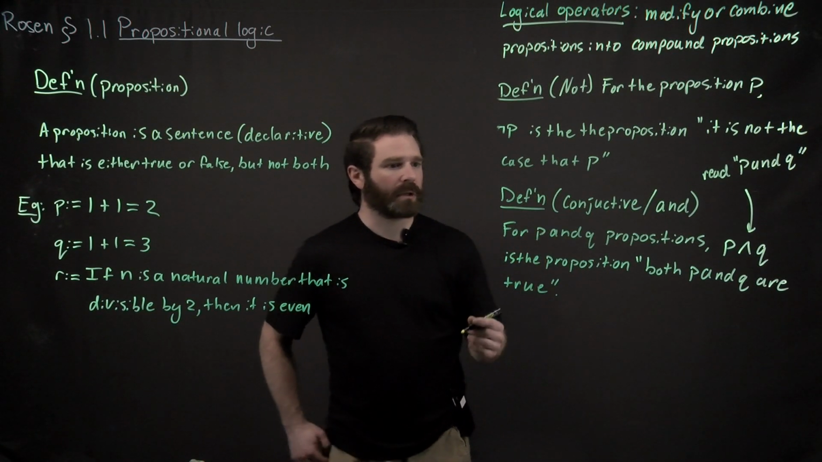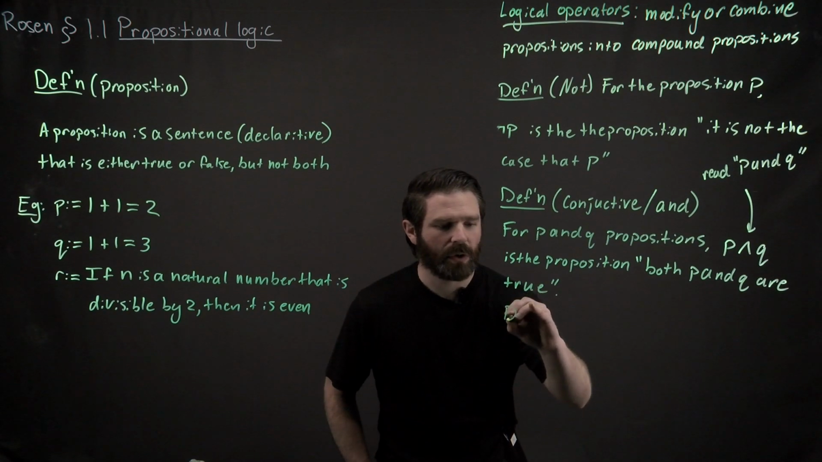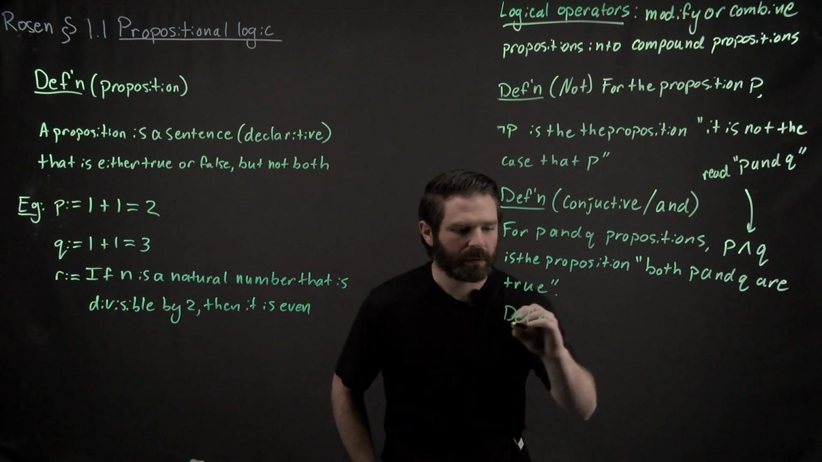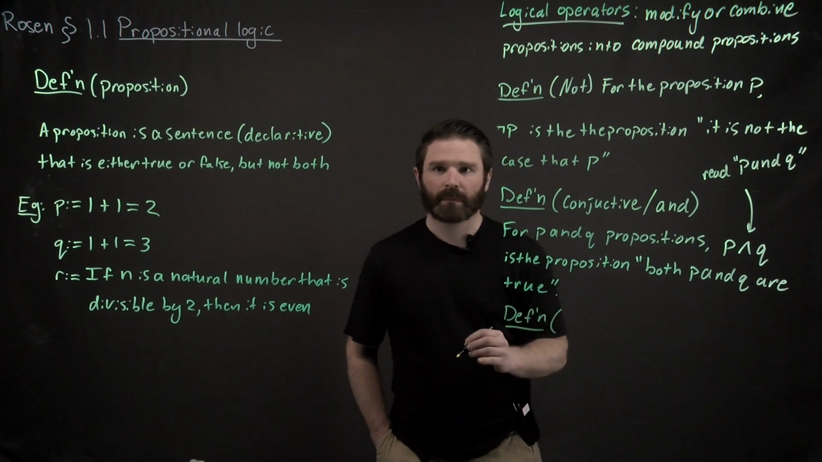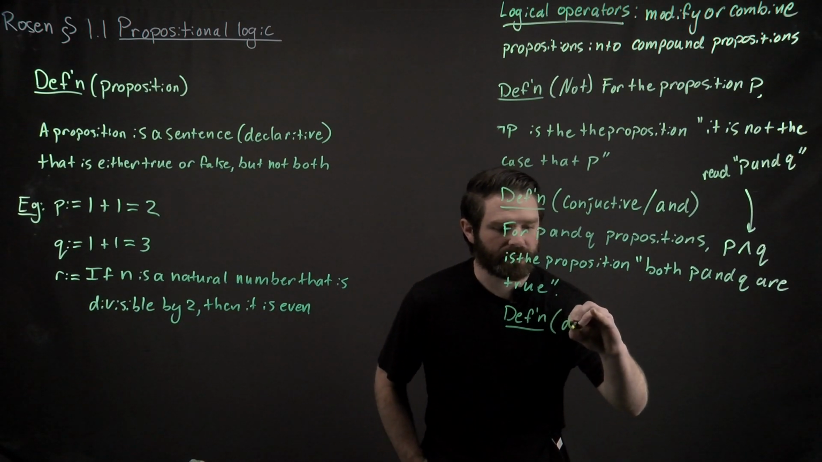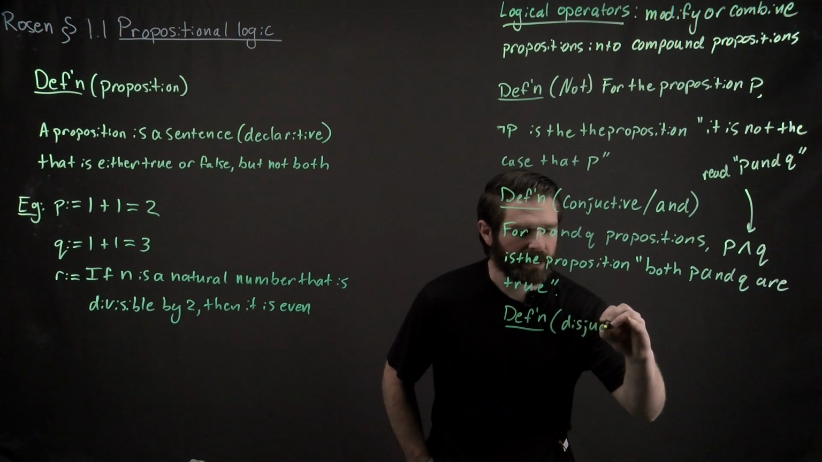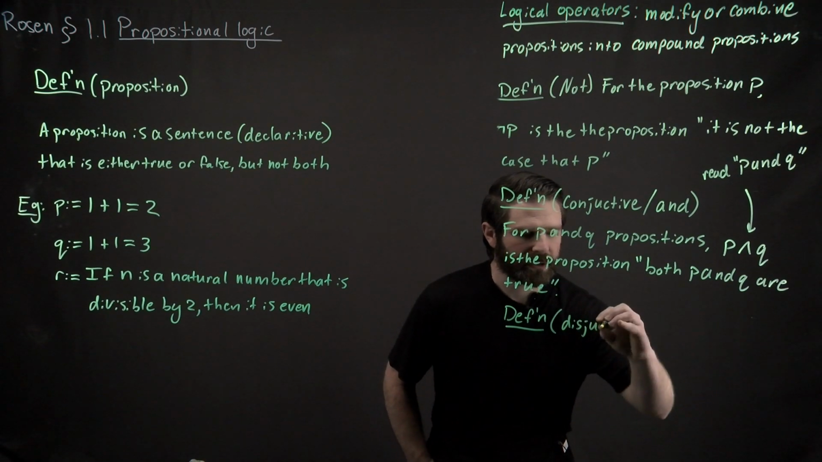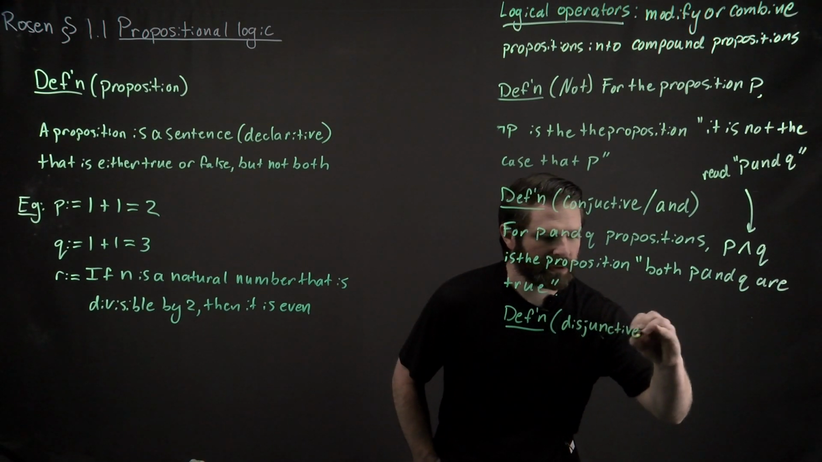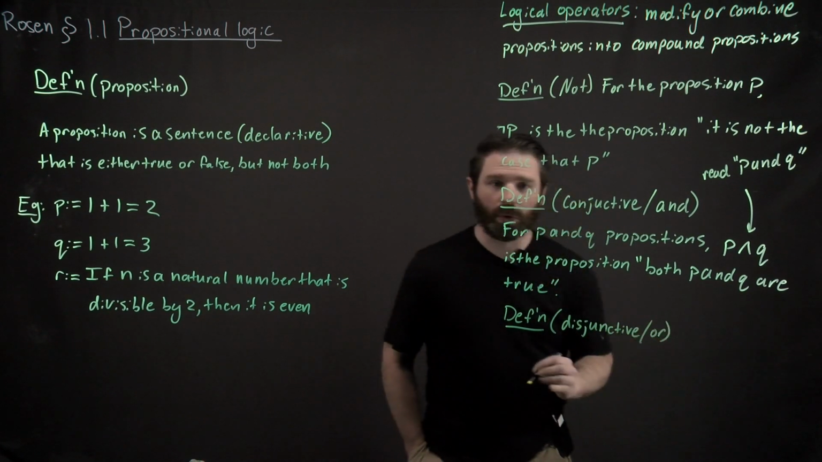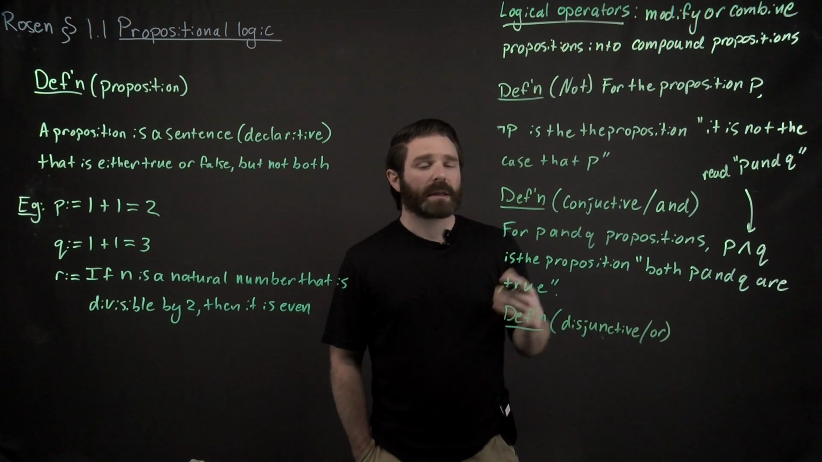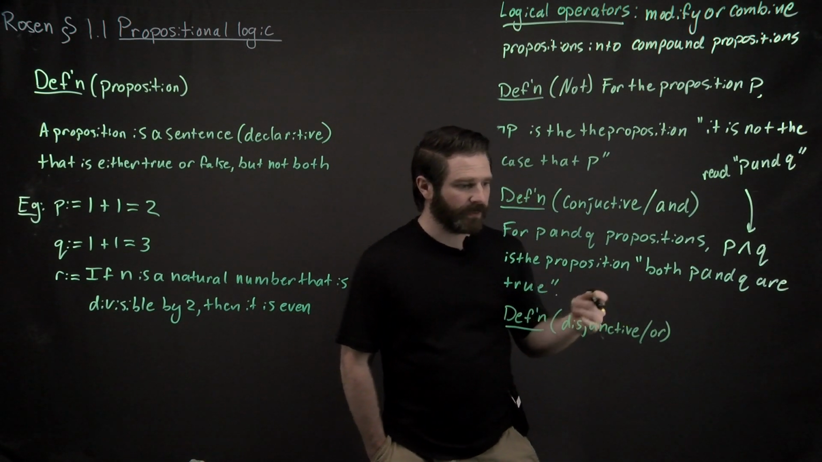Our next logical operator is OR. It's also known as the disjunctive. So the disjunctive, or OR, is the logical operator that's defined in the following way.